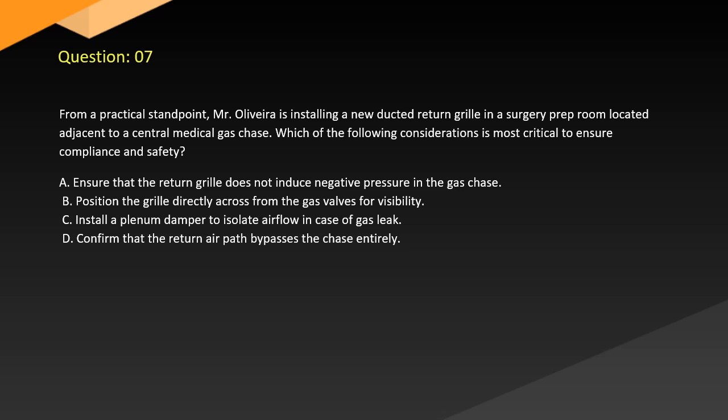A. Ensure that the return grille does not induce negative pressure in the gas chase. B. Position the grille directly across from the gas valves for visibility. C. Install a plenum damper to isolate airflow in case of gas leak. D. Confirm that the return air path bypasses the chase entirely.